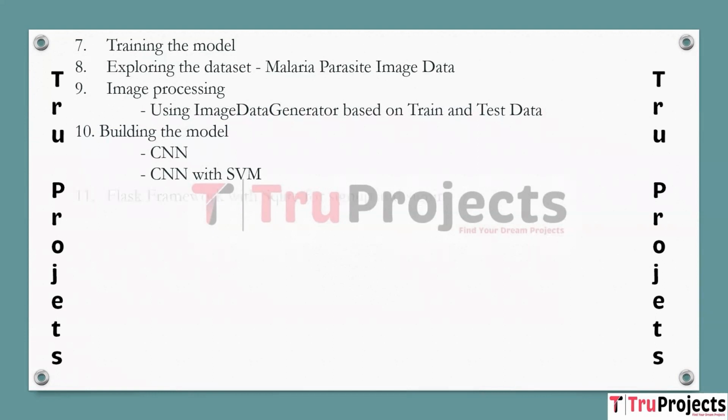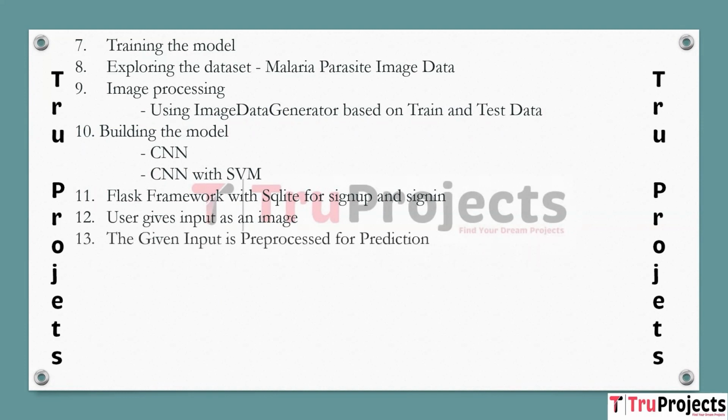Coming to Flask framework with SQLite for sign up and sign in. Here, the Flask web framework is used in conjunction with SQLite as a database to create a user registration and authentication system for the application. Coming to user gives input as an image. This step involves the user providing an input image to the system for malaria parasite detection. The given input is pre-processed for prediction.